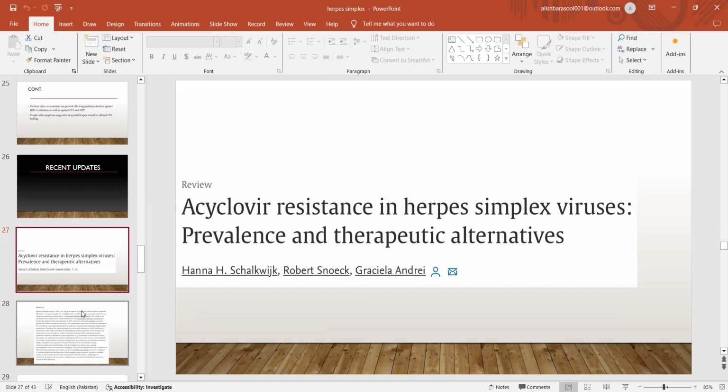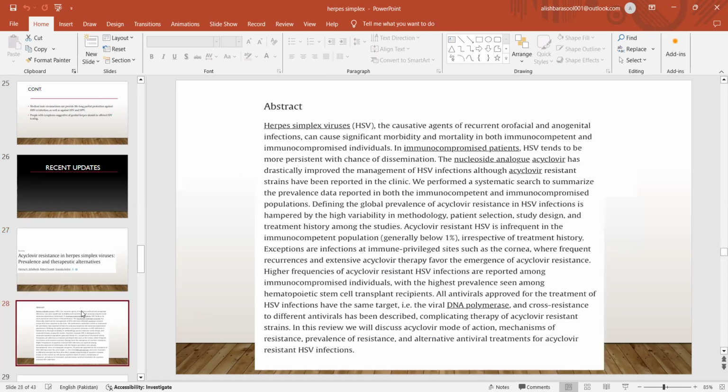Recent updates: acyclovir resistance in herpes simplex virus, prevalence and therapeutic alternatives. Herpes simplex viruses, the causative agents of recurrent orofacial and anogenital infection, can cause significant morbidity and mortality in both immunocompetent and immunocompromised individuals. In immunocompromised patients, HSV tends to be more persistent with the chance of dissemination. The nucleoside analog acyclovir has drastically improved the management of HSV infections, though acyclovir-resistant strains have been reported in the clinic. We performed a systematic search to summarize the prevalence data.